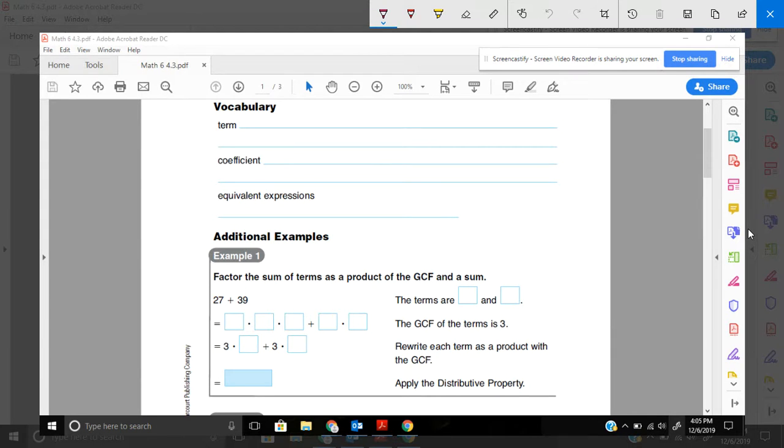All right, all that being said, the first vocabulary word we have is term. And the terms of an expression are the parts that are added or subtracted.